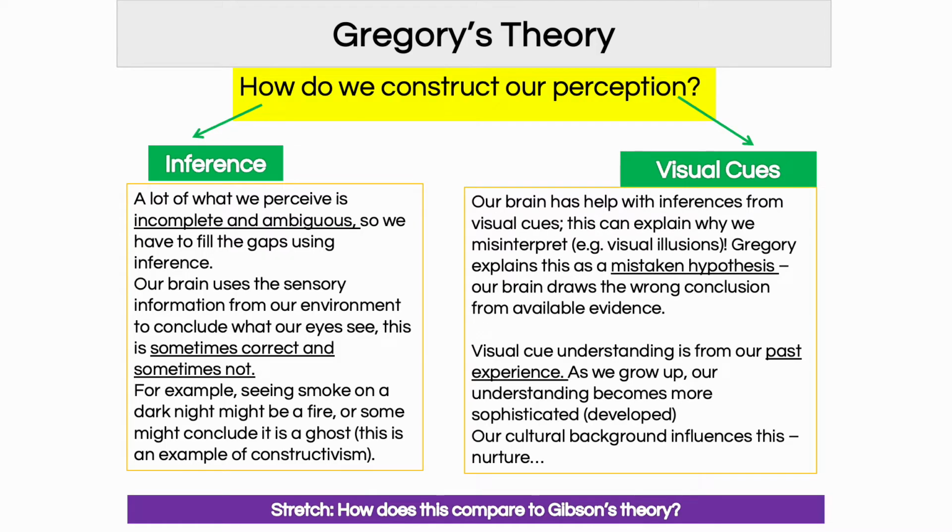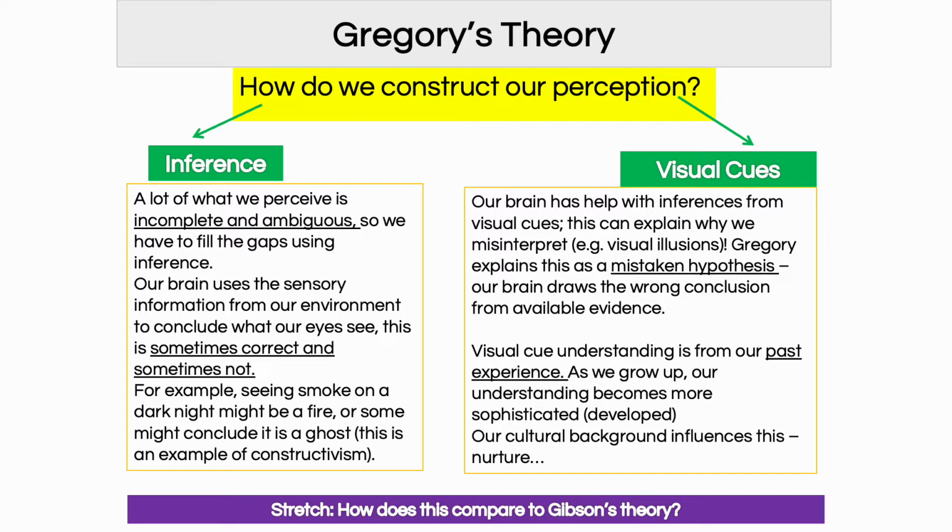They help our brain, which is why we sometimes misinterpret visual things, such as visual illusions, because our brain makes the wrong conclusion from the available evidence in front of us using those visual cues that we have. So we base it on past experience. And as we get older, our understanding becomes more sophisticated, our culture, our background, our upbringing, they all influence our perception. So those are the two main things about Gregory's theory and why it's called a constructivist theory.